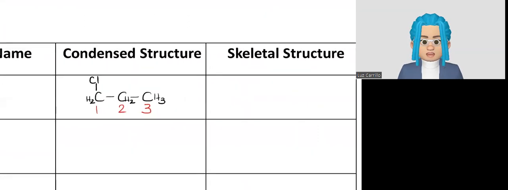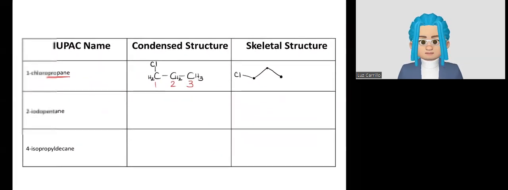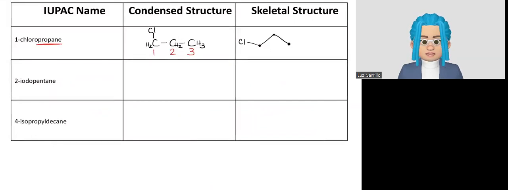If I'm trying to draw the skeletal structure of 1-chloropropane, the minute that my utensil touches my paper, that's carbon one, and I go up, that's carbon two, down, that's carbon three. And then out of carbon one, I'm going to connect my chlorine. In skeletal structure, we do not illustrate the carbon atoms or the hydrogens that are connected to carbon. Make sure that you practice with the other examples that we have here for condensed and skeletal structure.